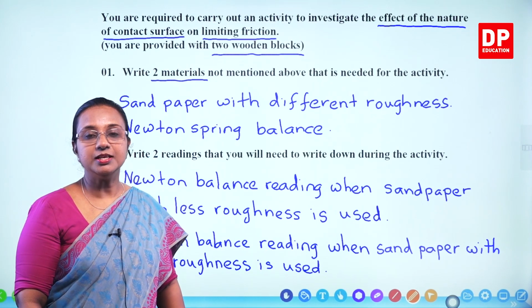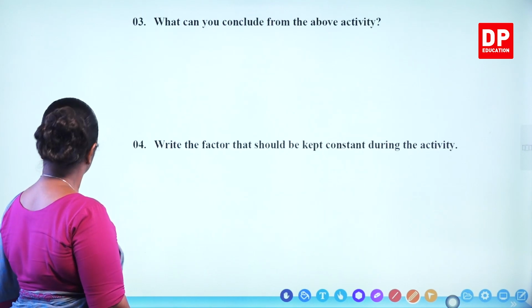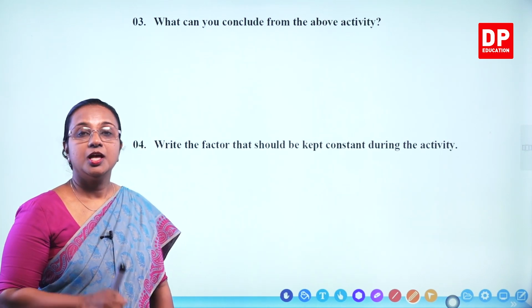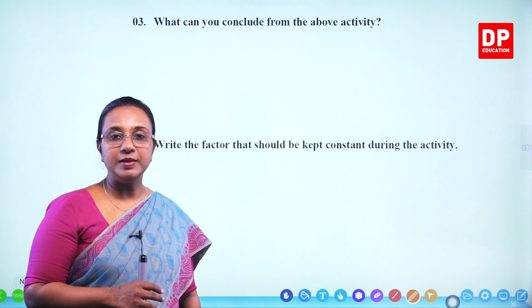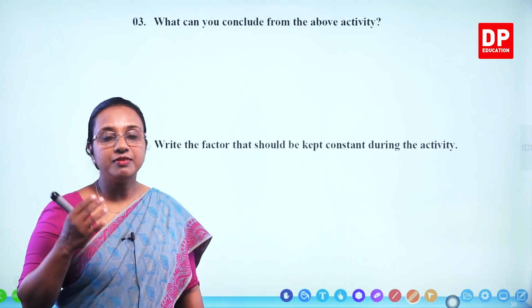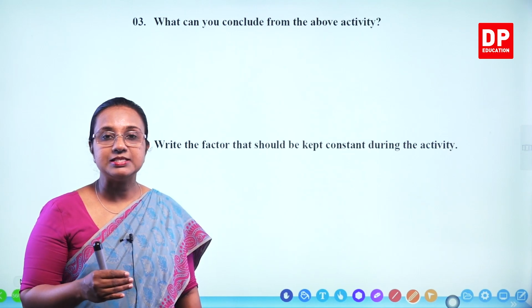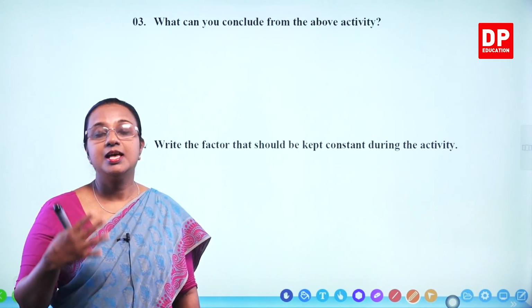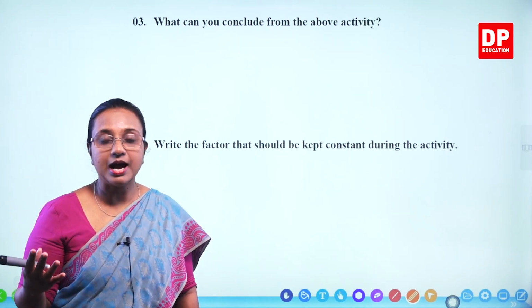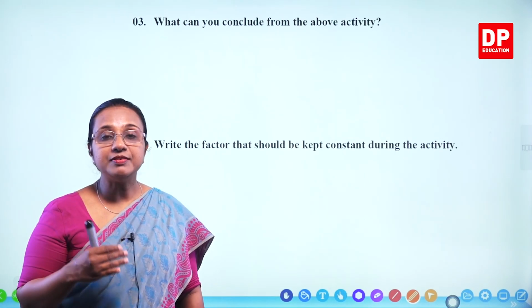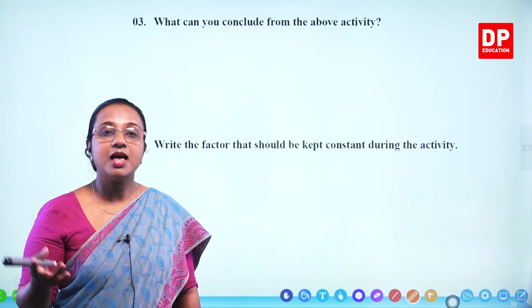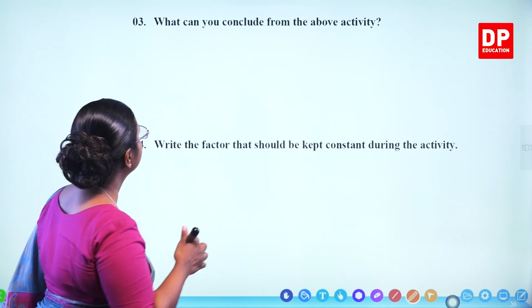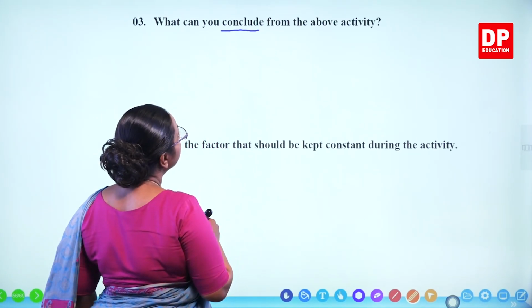Now we'll go on to the next question. What can you conclude from the above activity? You all know what the observation would be. When we use a sandpaper of less roughness, the Newton balance reading will be less. And when we use a sandpaper of high roughness, the Newton balance reading will be high. That means when the roughness of the surface increases, the limiting frictional force increases. So that will be the conclusion of the activity.